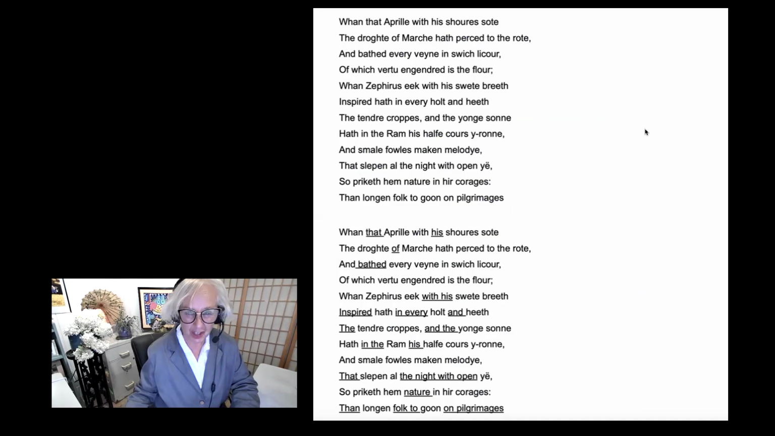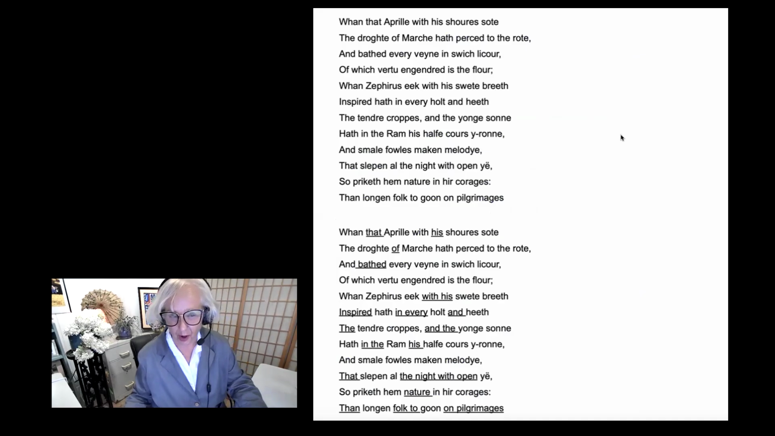One that apple with shortest sorter, the draught of merit has passed to the rotor, and bathed every vein in sweet liquor, of which virtue engendered is the flour. And I read the whole passage that you see here.